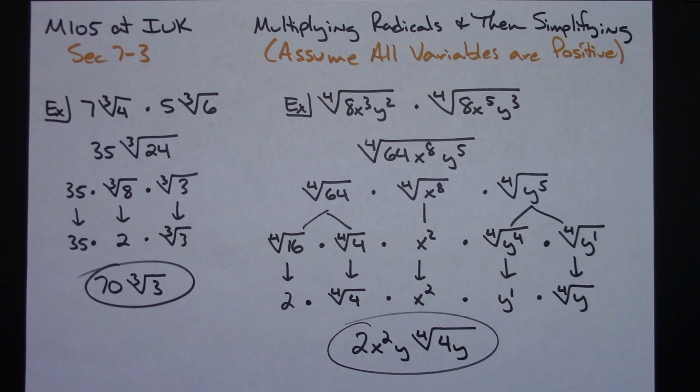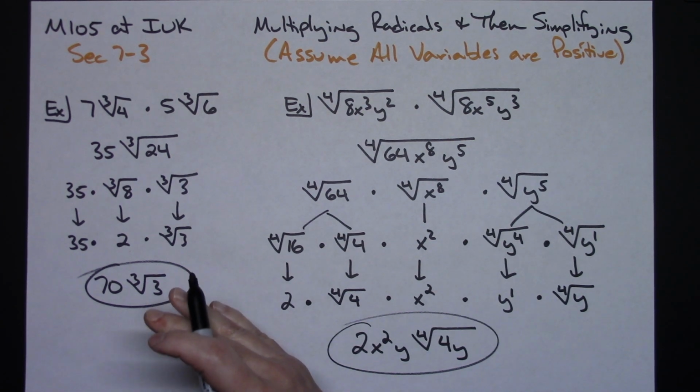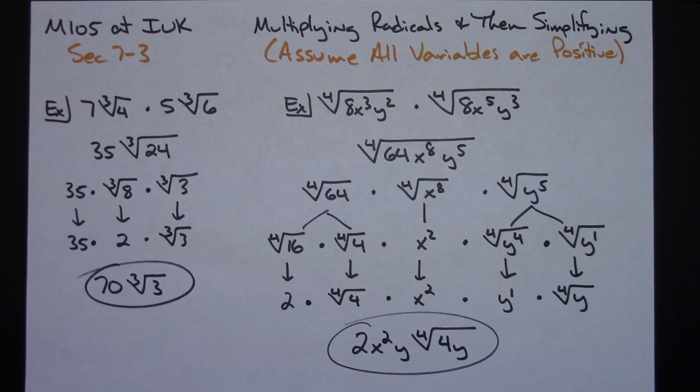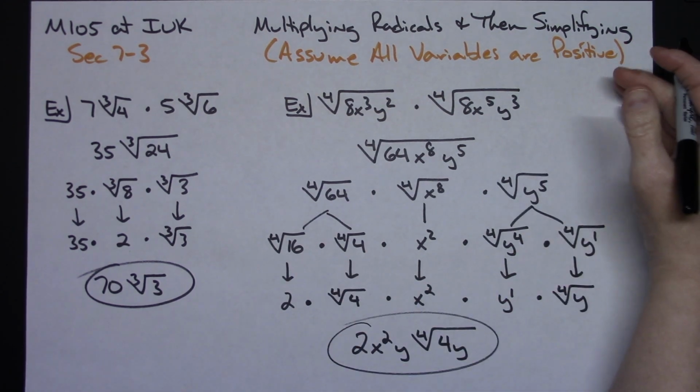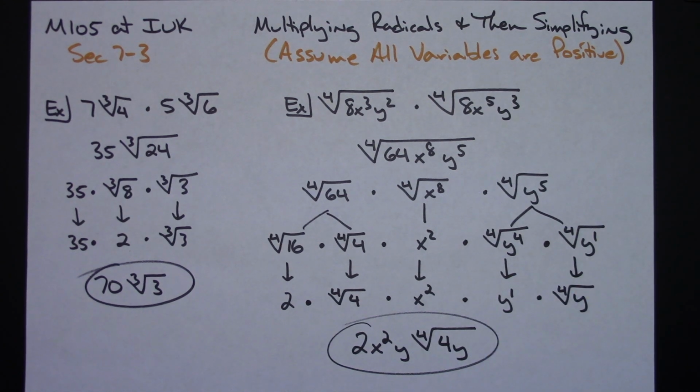So pretty much two quick examples there of how you would go about multiplying radicals and then checking your answer after you've multiplied them to see if it can be simplified, because if it can, you are going to have to simplify those. And again, these examples were done making the assumption that all variables are positive, so we are not dealing with the absolute values at this point.